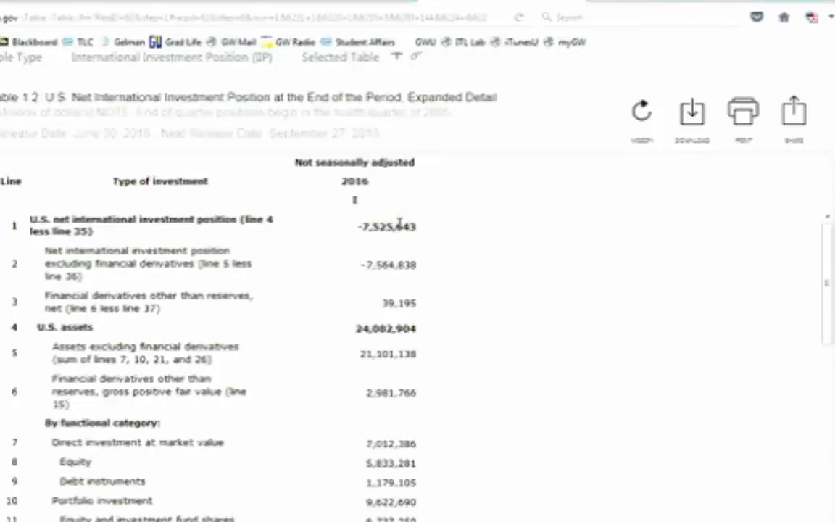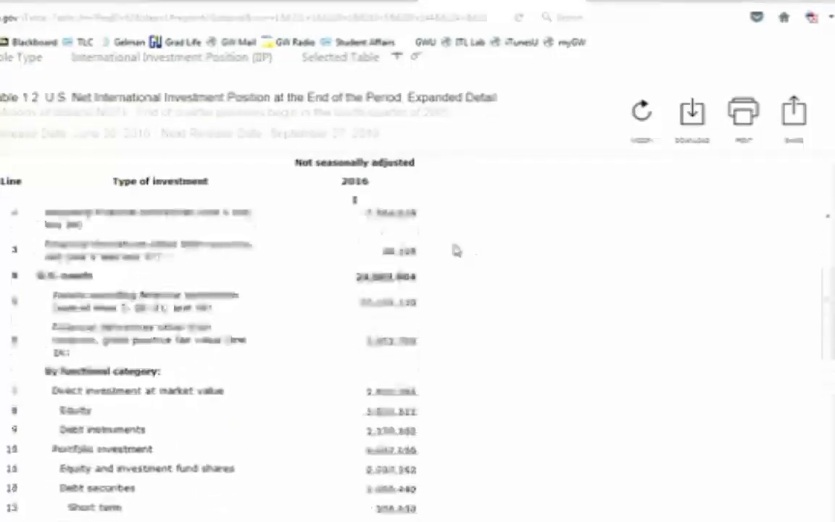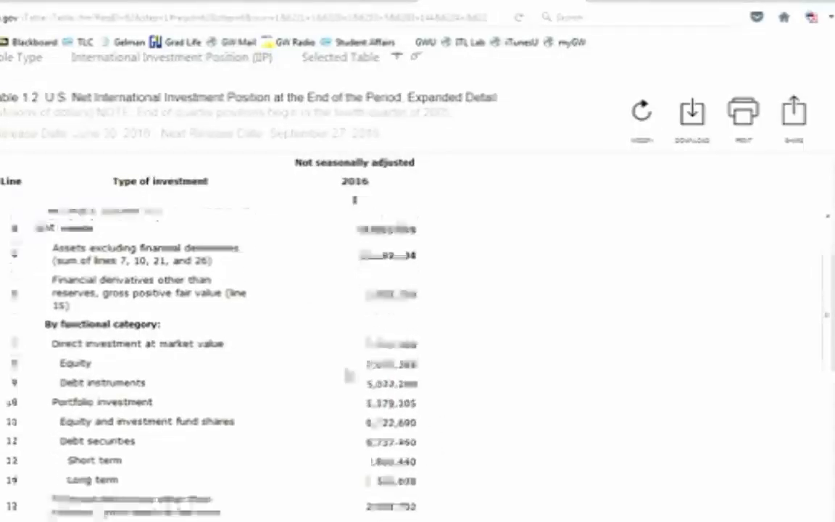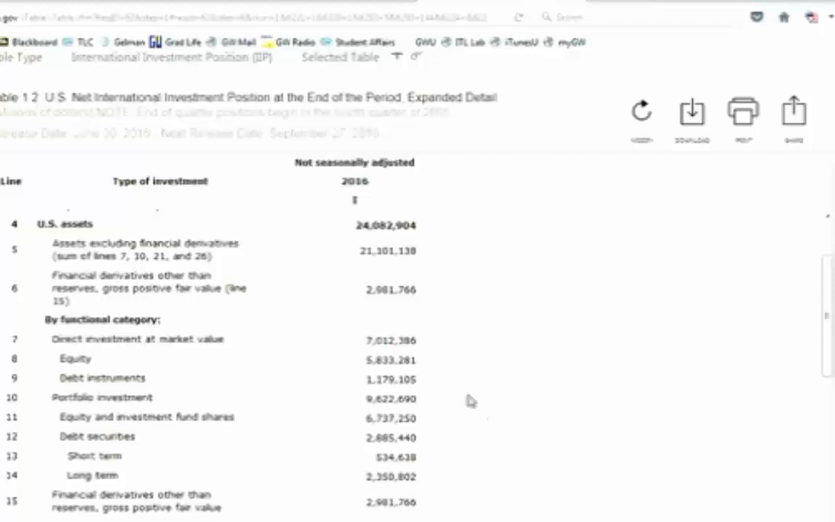What's important is to look at the breakdown in terms of equities versus debt, though. And this table 1.2 has expanded detail. It breaks down the assets and liabilities of the United States in total into functional categories that I want to focus your attention on.